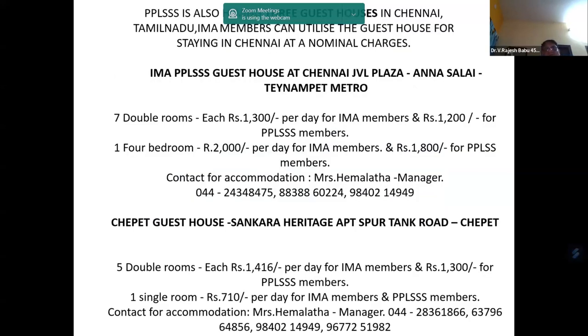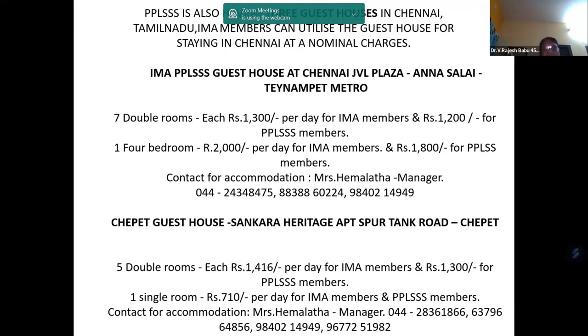See, beyond this, what PPLS is doing is, PPLS has got 3 guest houses in Tamil Nadu. One is the PPLS guest house at Chennai, JVL Plaza, Anna Salai, Teynampet. The 7 double rooms, each 1,300 per day for IMA members and 1,200 for PPLS members. And 1 4-bedroom where 2,000 per day for IMA members and 1,800 for PPLS members. And Chetpet guest house, Sankara Heritage Apartment, Spurtank Road, Chetpet. There we have 5 double rooms, each 1,416 per day and 1,300 for PPLS members. 1 single room, 710 per day for IMA members and PPLS members.